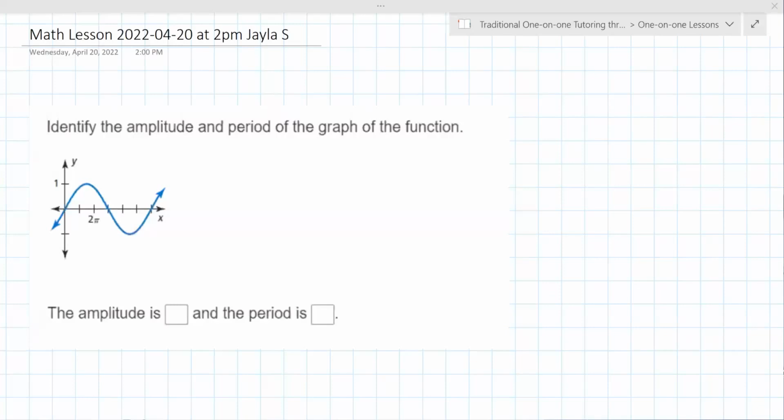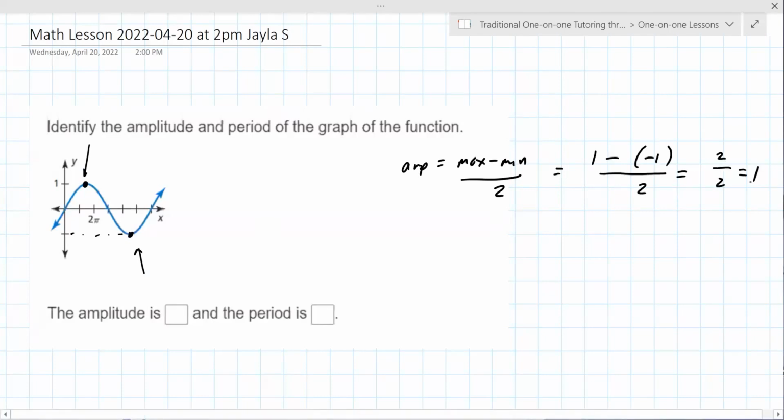All right, so the amplitude is the max minus the min over 2. The max is whatever the peak is. The peak here looks like it's at 1. The min looks like it's there at -1, divided by 2. So that's 2 divided by 2, which is 1. Why would it be -1? The minimum value is the y value. This is the min, and this is the max.